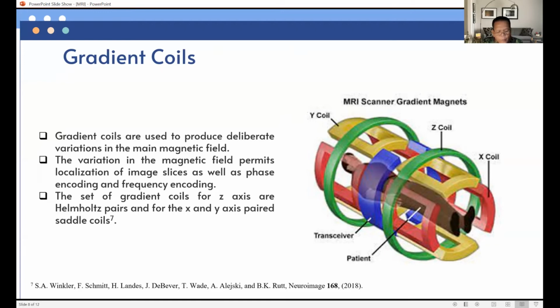Now let's move to the gradient coil. Gradient coils are used to produce deliberate variation in the main magnetic field. The variation in the magnetic field permits localization of the image slice as well as phase encoding and frequency encoding. The set of gradient coils for the Z-axis is a Helmholtz pair, and for the X and Y-axis a pair of saddle coils.